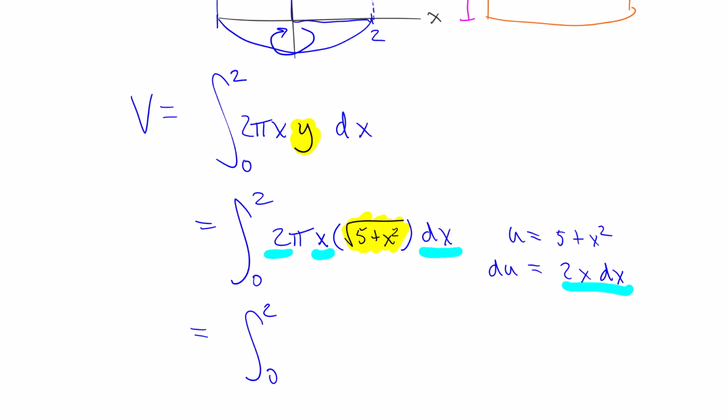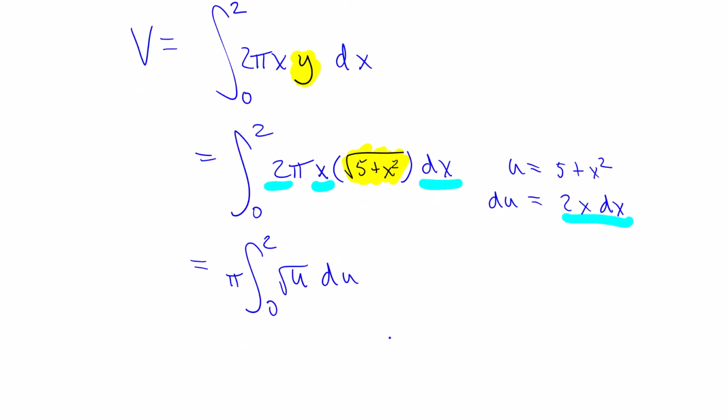Now, the pi being a constant, of course, can just float to the front. Get that out of the way. And that leaves nothing but the square root of u du, or in other words, u to the 1/2. So we're just using a basic u sub here. If I want to finish this off, it's more convenient to say this is really pi times the integral from 0 to 2 of u to the 1/2 du.